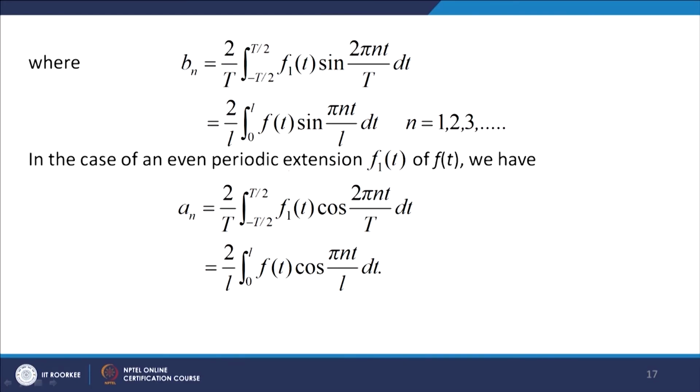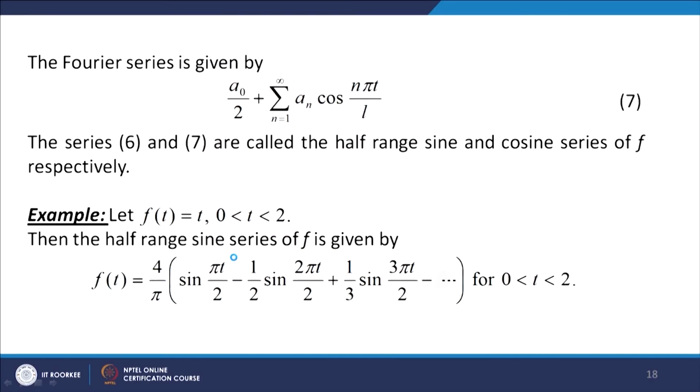And in the case of an even periodic extension f 1(t) of f(t), f 1(t) is even and cosine is even. So, this will be 4 over T, and with T equal to 2L, we will get 2 over L integral from 0 to L of f(t) cos(pi n t by L) dt, and the Fourier series is given by a naught by 2 plus sigma n equal to 1 to infinity a n cos(n pi t over L).